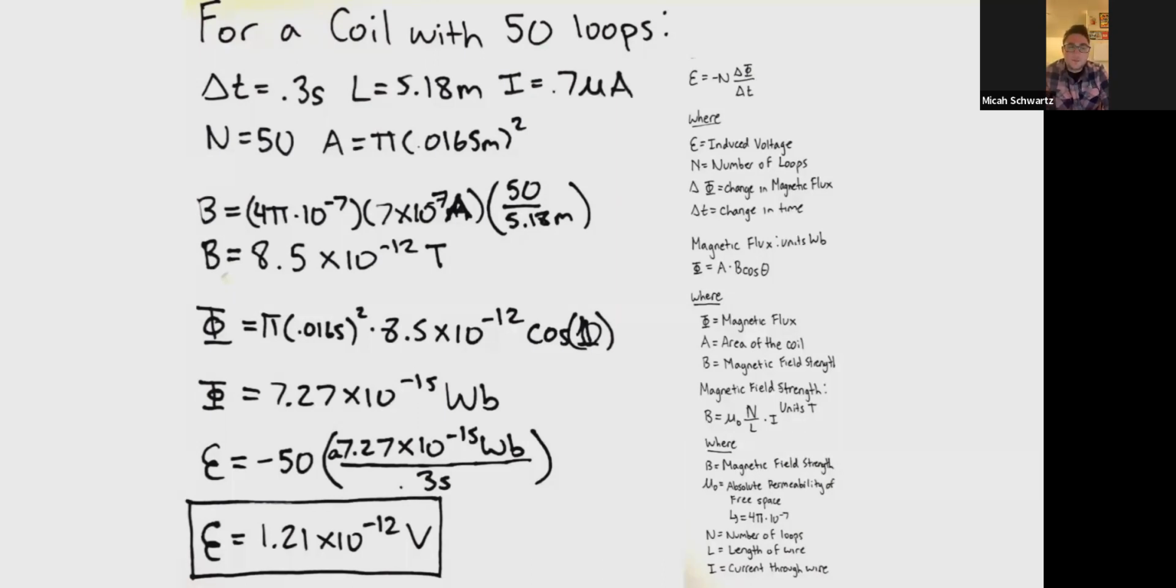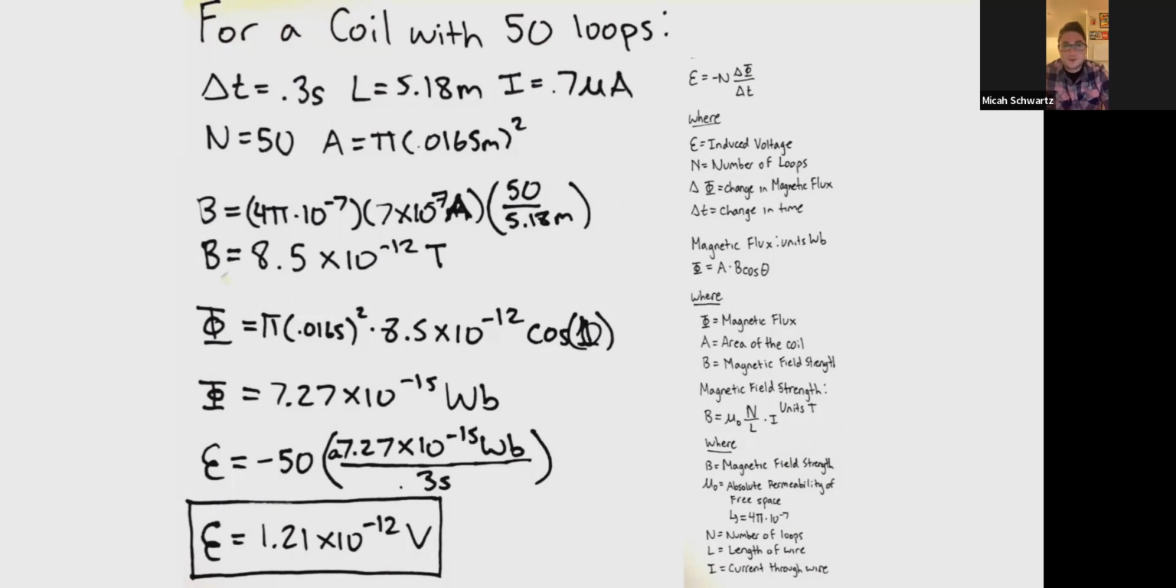From that, we ended up getting a magnetic flux of 7.27 times 10 to the negative 15th Webers, which is the SI unit, or one of the units, for magnetic flux. And it's also defined as a volt second.